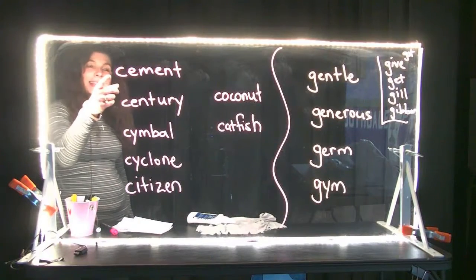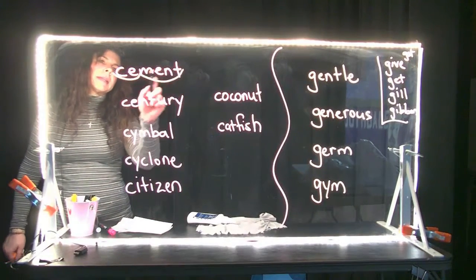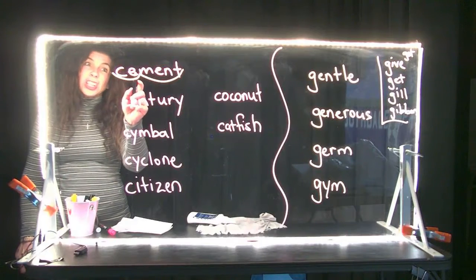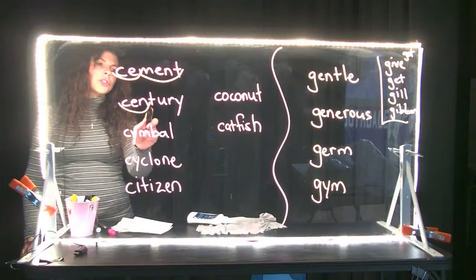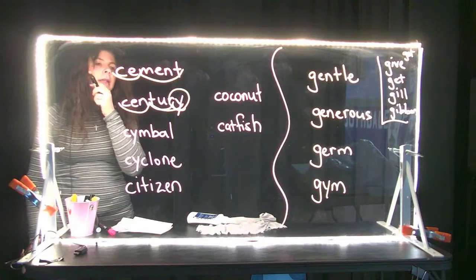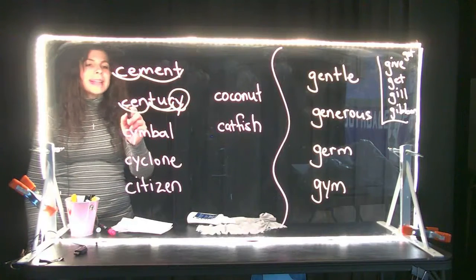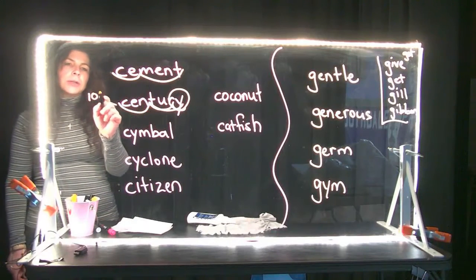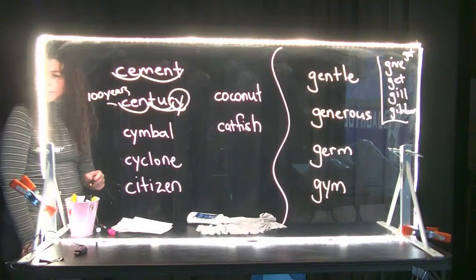Soft C, cement. Meant. This is actually a schwa too. Cement. Century. There's my E at the end. So my Y that sounds like an E, it's not a suffix, it's actually part of the word. Century, that's 100 years. Did you get that? Century is 100 years.